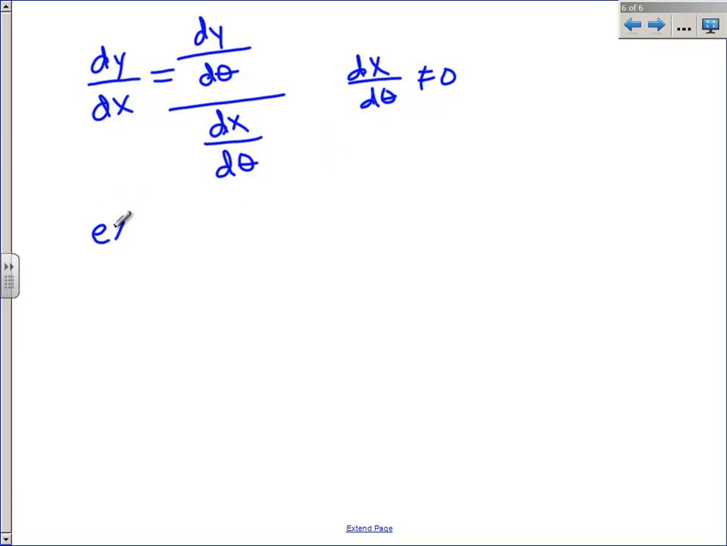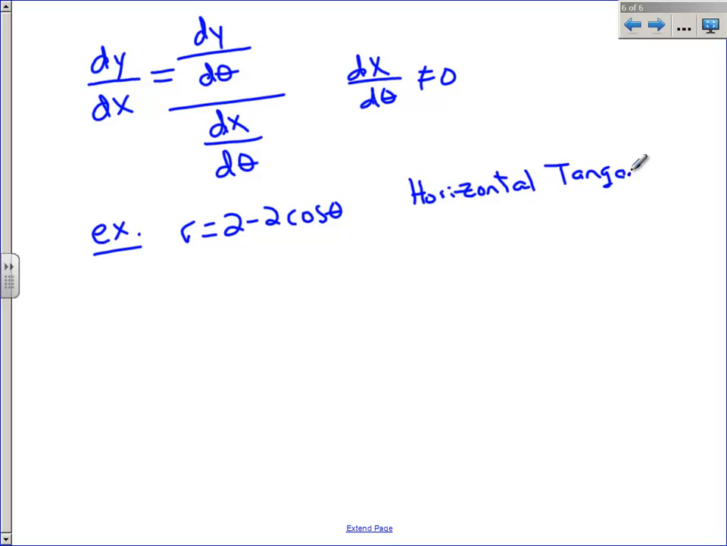So let's take a look at an example. How about r equals 2 minus 2 cosine theta? And what we want to do is find out where this polar curve has horizontal tangents. Now, horizontal tangents are going to come from your derivative equals 0. And if your derivative is a fraction, that means the top is equal to 0. So we want to find out when dy d theta is equal to 0.